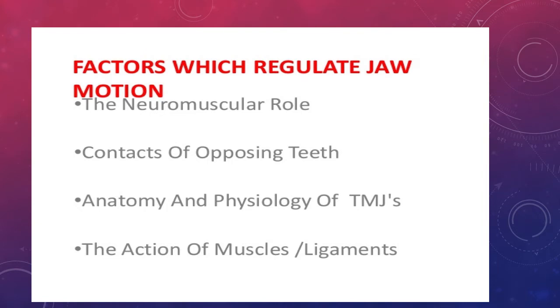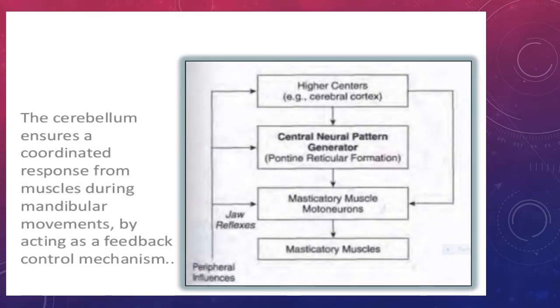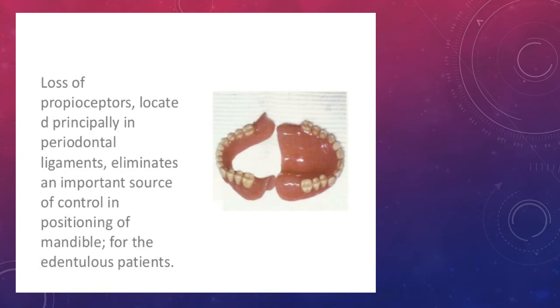Factors which regulate jaw motions: the neuromuscular role, contacts of opposing teeth, anatomy and physiology of the temporomandibular joints, and the actions of muscles and ligaments. Neuromuscular role: mastication is a programmed event residing in the chewing center located within the brain stem, probably in the reticular formation of the pons. The cerebellum ensures a coordinated response from muscles during mandibular movements by acting as a feedback control mechanism. Loss of proprioceptors, located principally in the periodontal ligaments, is an important source of control in positioning the mandible for edentulous patients.